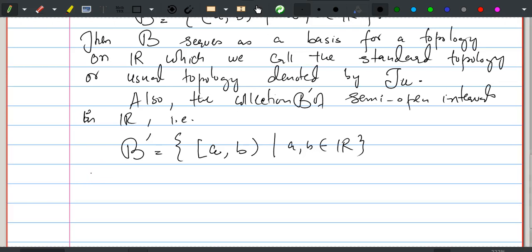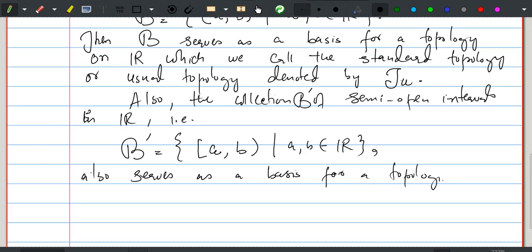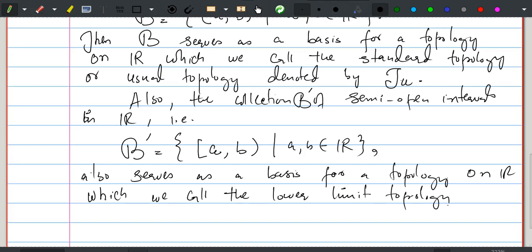So this also serves as a basis for a topology on R, which we call the lower limit topology on R, denoted by, say, tau L.